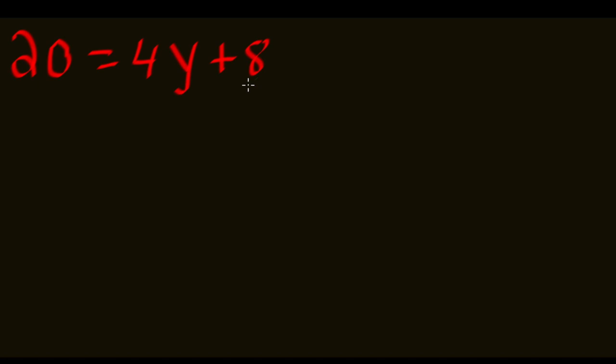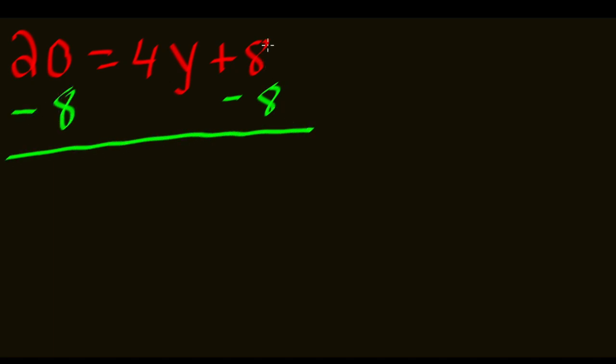So in order for you to get rid of the positive 8, you have to take the opposite of it on both sides. So plus 8 minus 8, that's gone. So now you only have 4y left on this side. And 20 minus 8 is 12.